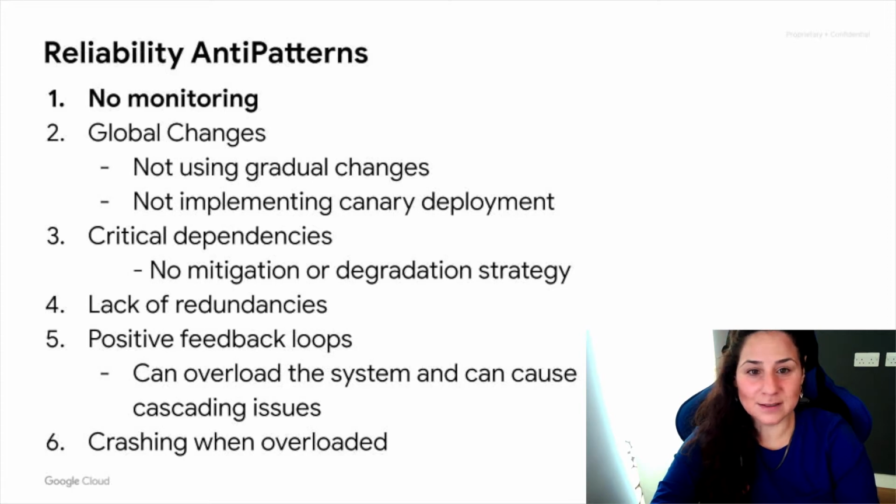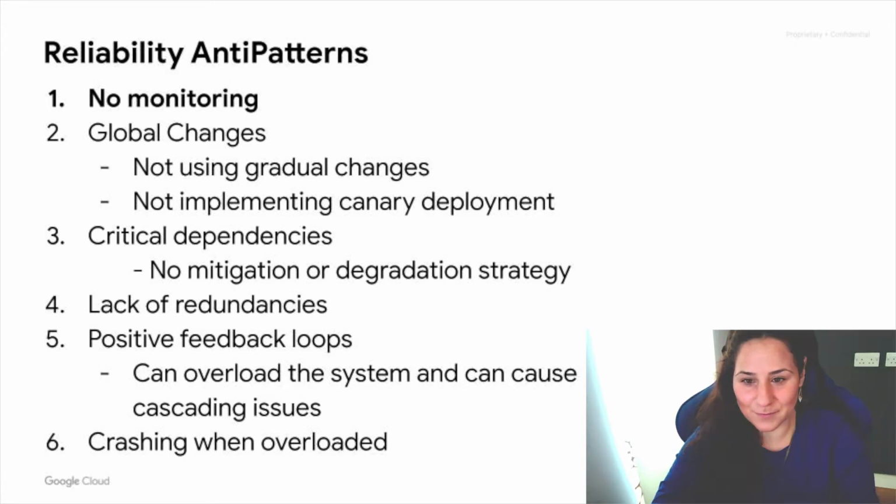Lack of redundancies or positive feedback loops are also anti-patterns because they can overload the system and can actually cause cascading issues. Another anti-pattern is crashing when overloaded. And we'll talk shortly on a few things that we can address. And in the next section, we'll look at how we should address those anti-patterns and what the best practices are to do instead.